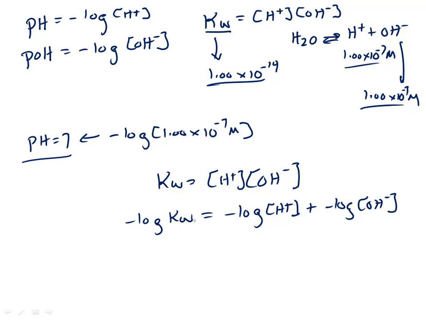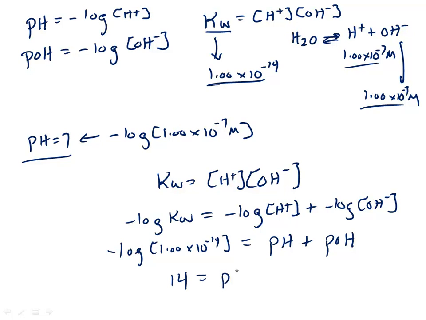All right, so Kw we know actually has a value at 25 degrees Celsius. It's 1.00 times 10 to the negative 14th. And we know that the negative log of the hydrogen ion concentration is pH. And we know the negative log of the hydroxide ion concentration is pOH. And so what's the negative log of 1 times 10 to the negative 14th? 14. So here's another tool that you need to remember. 14 equals pH plus pOH. Definitely need to know that.